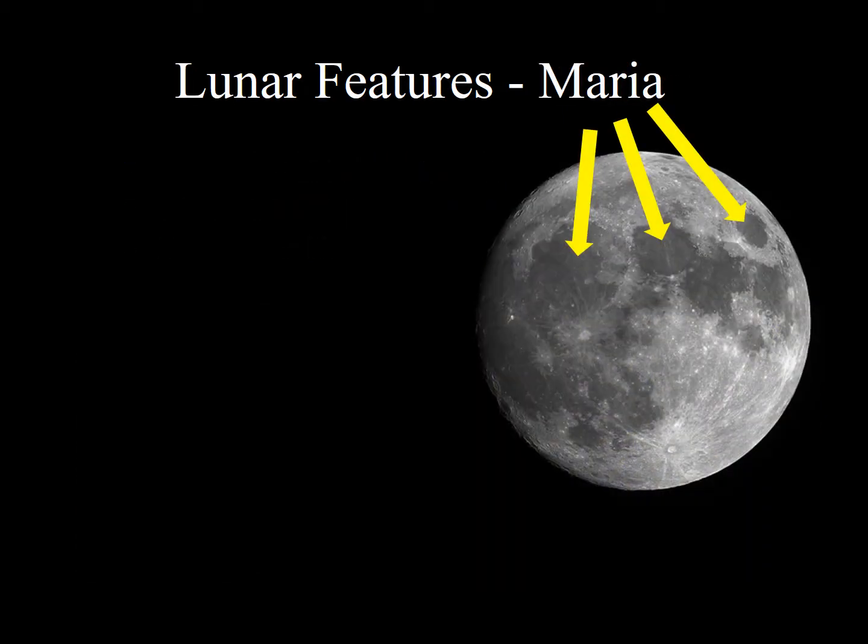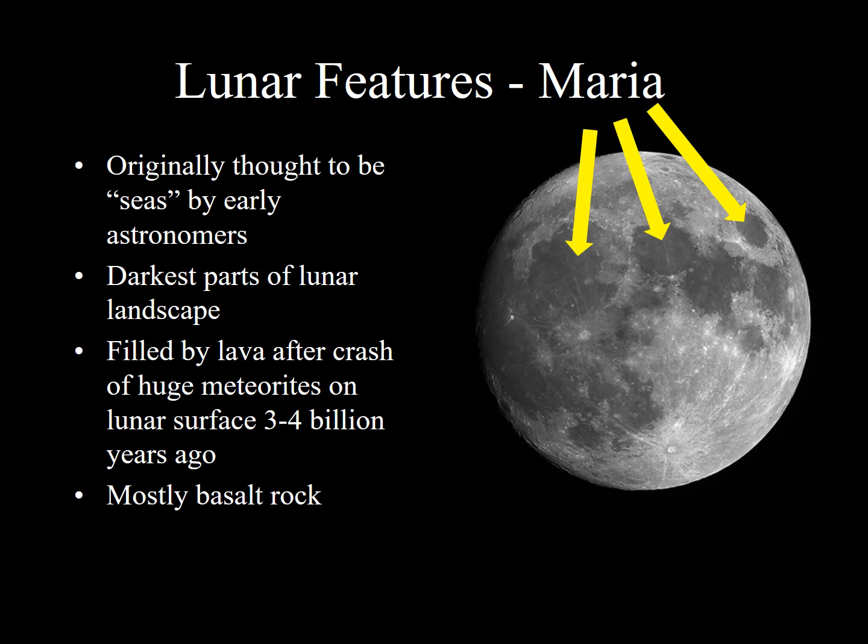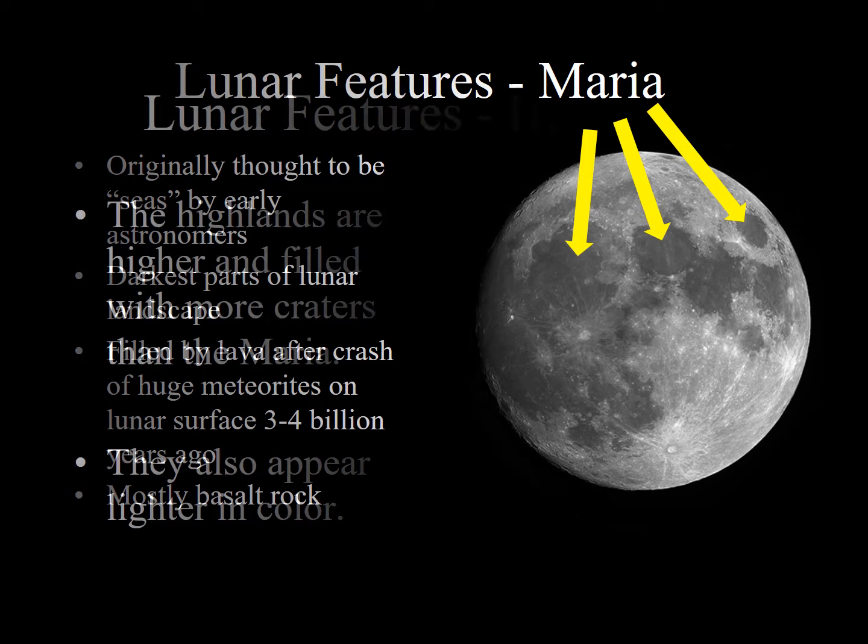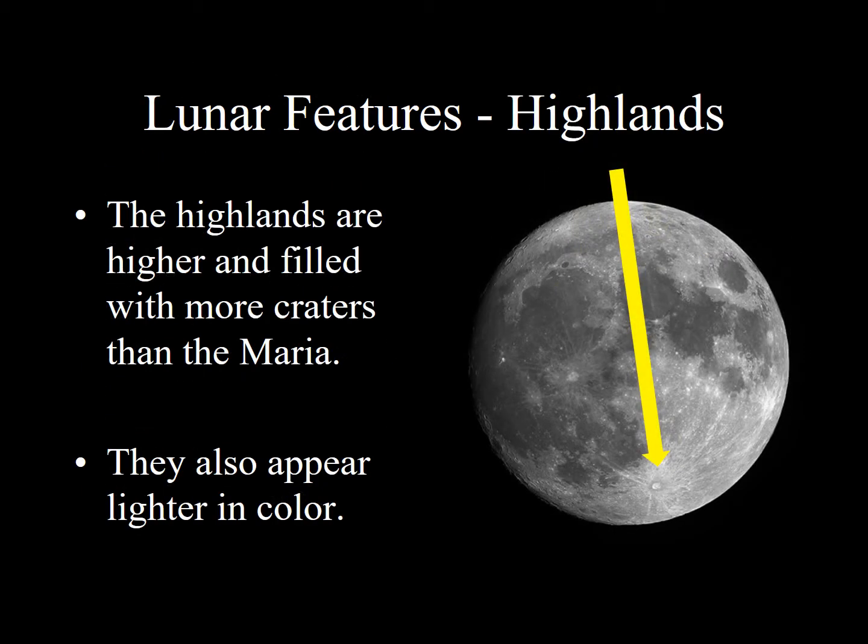The Maria were originally thought to be seas by early astronomers. They appear darker than other areas, and actually are just low-lying areas filled in with lava, which cooled into basalt rock. They are relatively crater-free. The Highlands are higher and filled with more craters than the Maria. They also appear lighter in color.